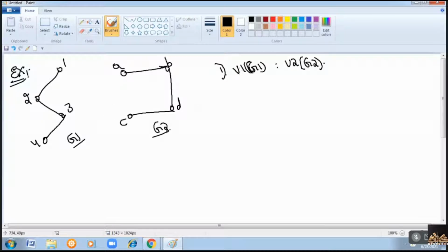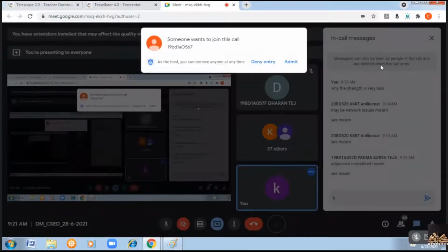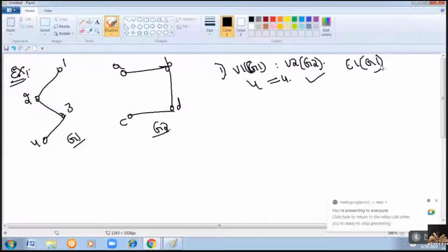How many do we have in the first graph? 4. In the second graph also we have 4. Right? Similarly, the number of edges should also match. The number of edges in G1 should also be equal to the number of edges in G2. In the first graph we have 3 edges. In the second graph also we have 3 edges. Right? The first condition is satisfied.